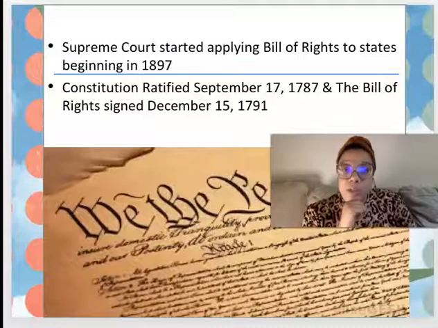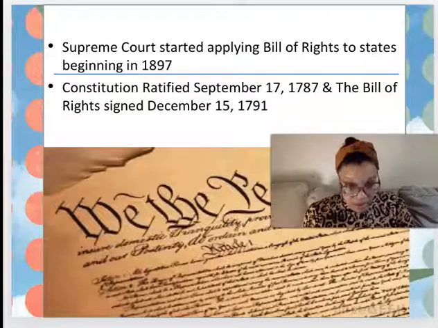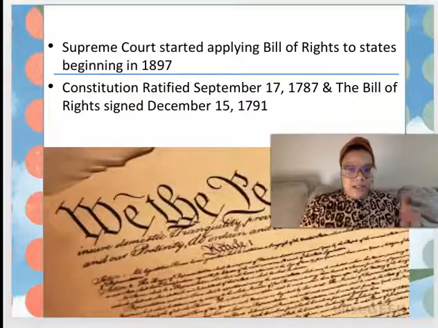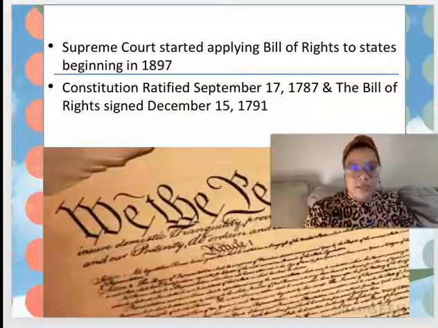So the Supreme Court started applying the Bill of Rights to states beginning in 1897. The Constitution was ratified September 17th, 1787, and the Bill of Rights signed December 15th, 1791.